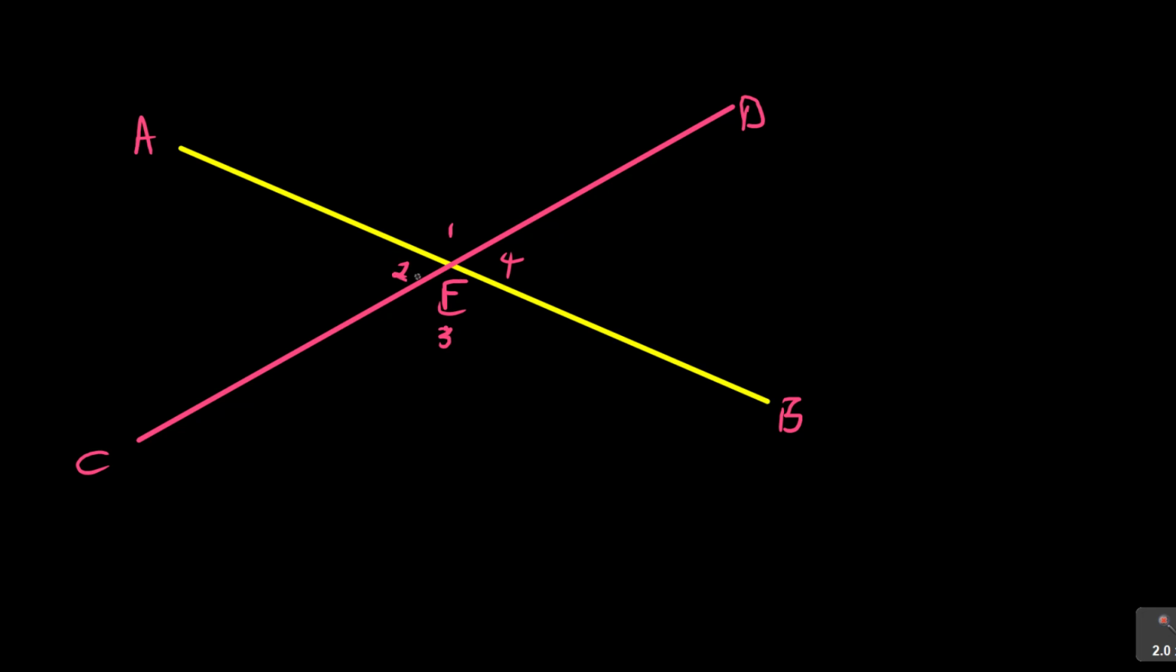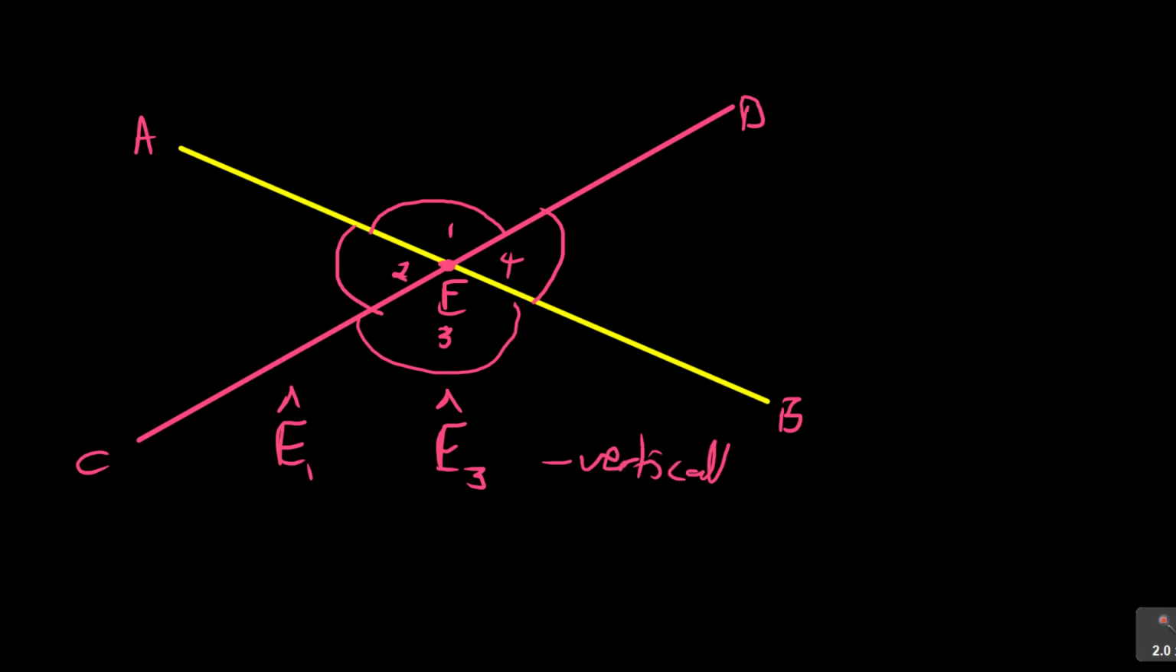Now, pay attention again. What does this mean in terms of this point where the lines cross? Let's say I've got that angle, and that angle, and this angle, and that angle. Something is very special between 1 and 3. Let's call them angle E1 and angle E3. Look at E1 and E3. They are called vertically opposite angles. And you must know that vertically opposite angles are equal, meaning E1 is equal to E3.